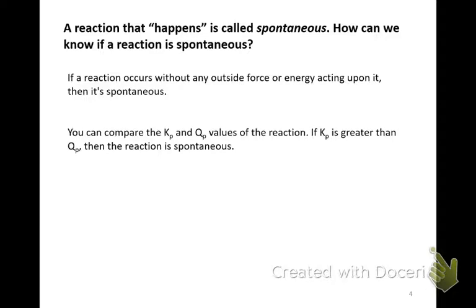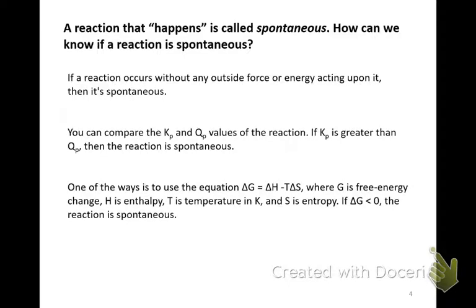If K is greater than Q, then the reaction is spontaneous. So it's going to proceed in the forward direction. Now, here we have listed Kp and Qp. That would work for Kc and Qc as well. And then we'll talk about that one of the ways is to use the equation delta G equals delta H minus T delta S, where G is free energy, H is enthalpy, T is temperature, and S is entropy. If delta G is less than 0 or negative, then the reaction is spontaneous. That's where we're going with this.